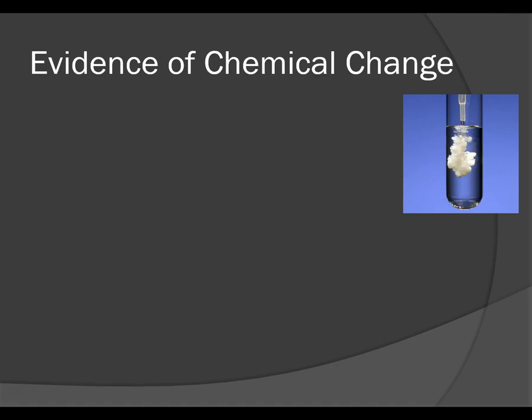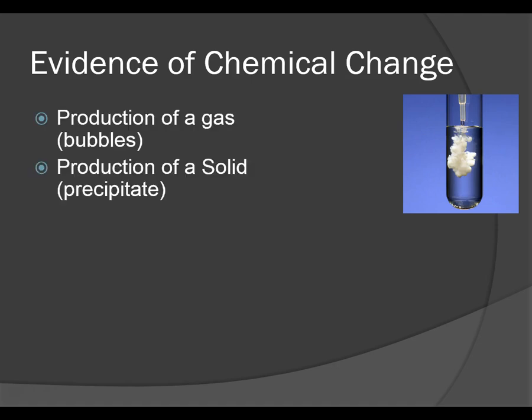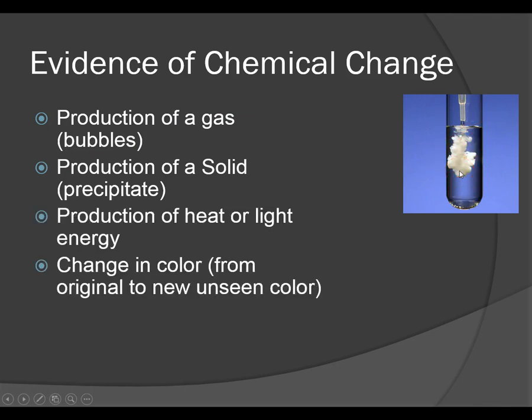Now, if a chemical change occurs, we want to know what to look for. Here are a couple hints. First, production of a gas. Not by heating, but mixing the two things and it begins to bubble or do anything like that. Production of a solid, a precipitate, that's what we're seeing here. We're mixing the liquids and all of a sudden we get this solid that forms. Production of heat or light energy. A change in color from original to a new unseen color. So if I mix something that's yellow and white and when I mix them it becomes yellow, that's not a change. That's just the fact that it got mixed. And last but not least, a change in temperature.